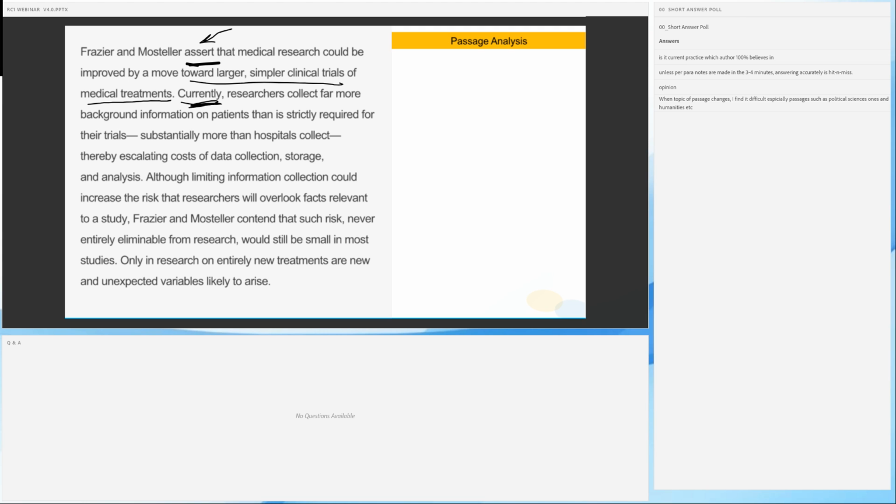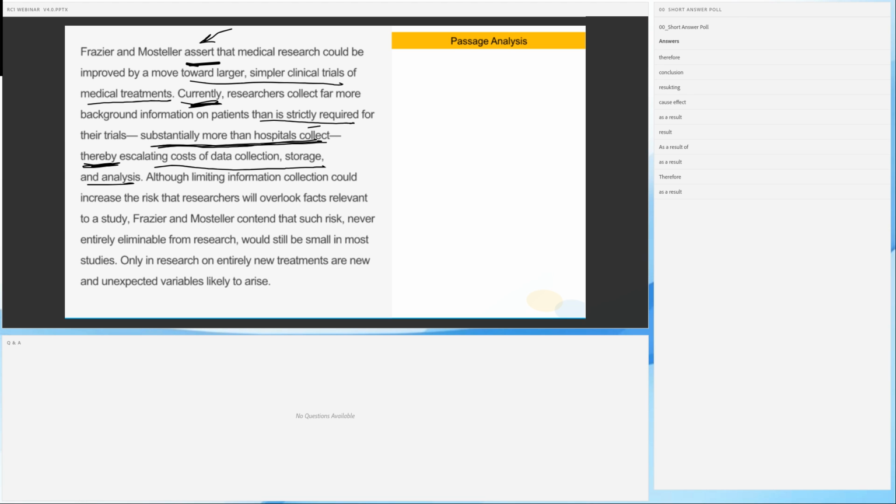Researchers collect far more background information on patients than is strictly required, which means than is needed. How much more? Substantially more than hospitals collect. So this is something which is written to emphasize how much more. Thereby, what does thereby mean? What kind of a keyword is thereby? It's an outcome, it's a result, it's a conclusion. Keywords as an outcome of this, there are escalating costs of data collection, storage, and analysis. So as a result of collecting so much data, which is the current practice, costs go up.